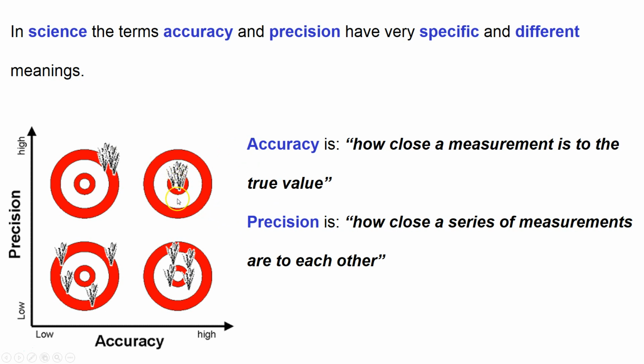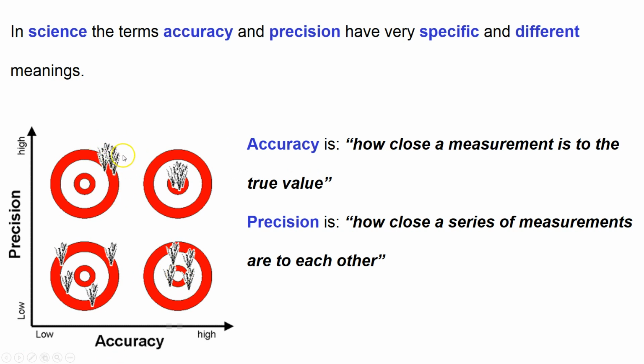This collection of arrows here is highly accurate because they are all very close to the bullseye. This collection of arrows here is also highly accurate because on average they are very close to the bullseye. We have some that are a little bit too high, but we have some that are a little bit too low, and as a result the difference cancels out and the average would be exactly in the middle here.